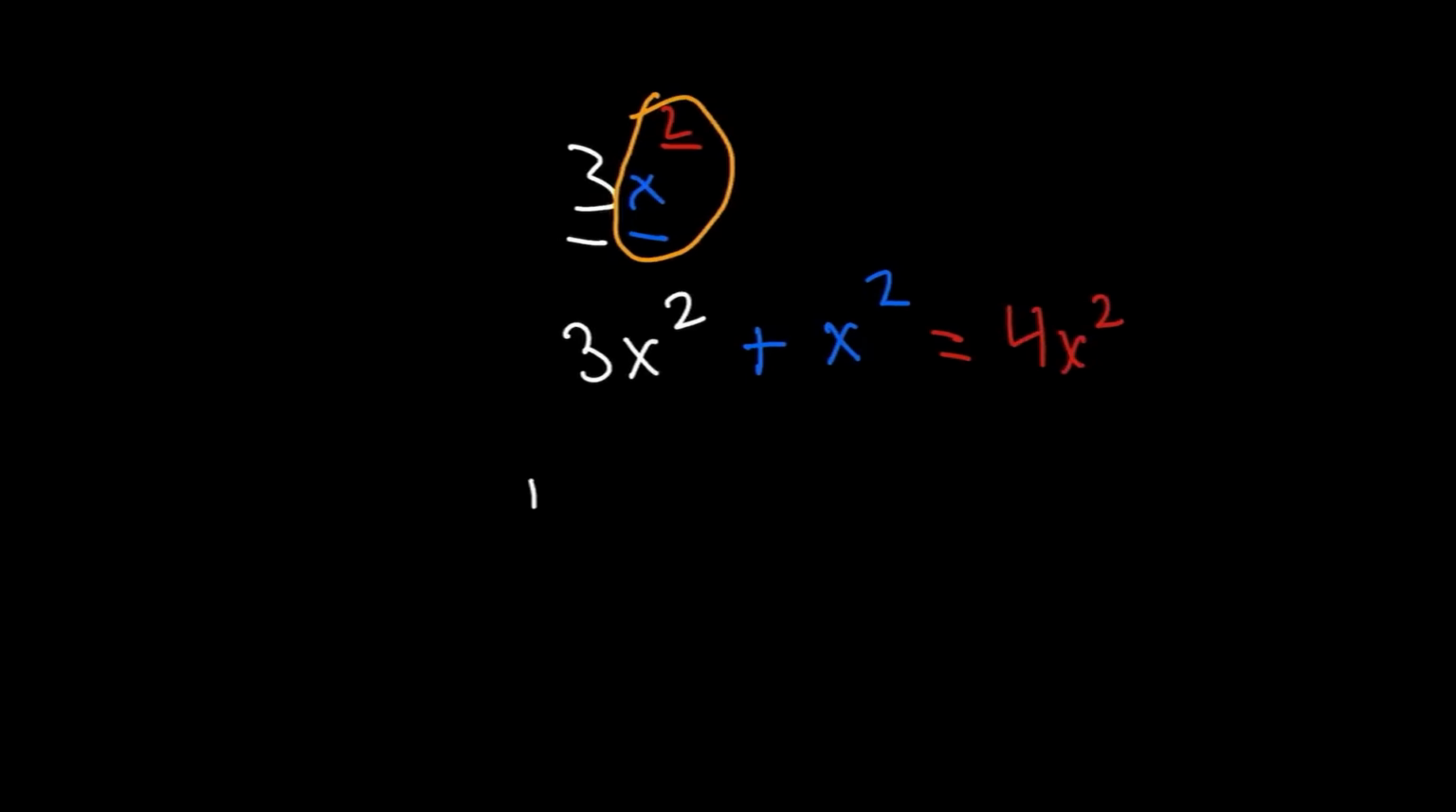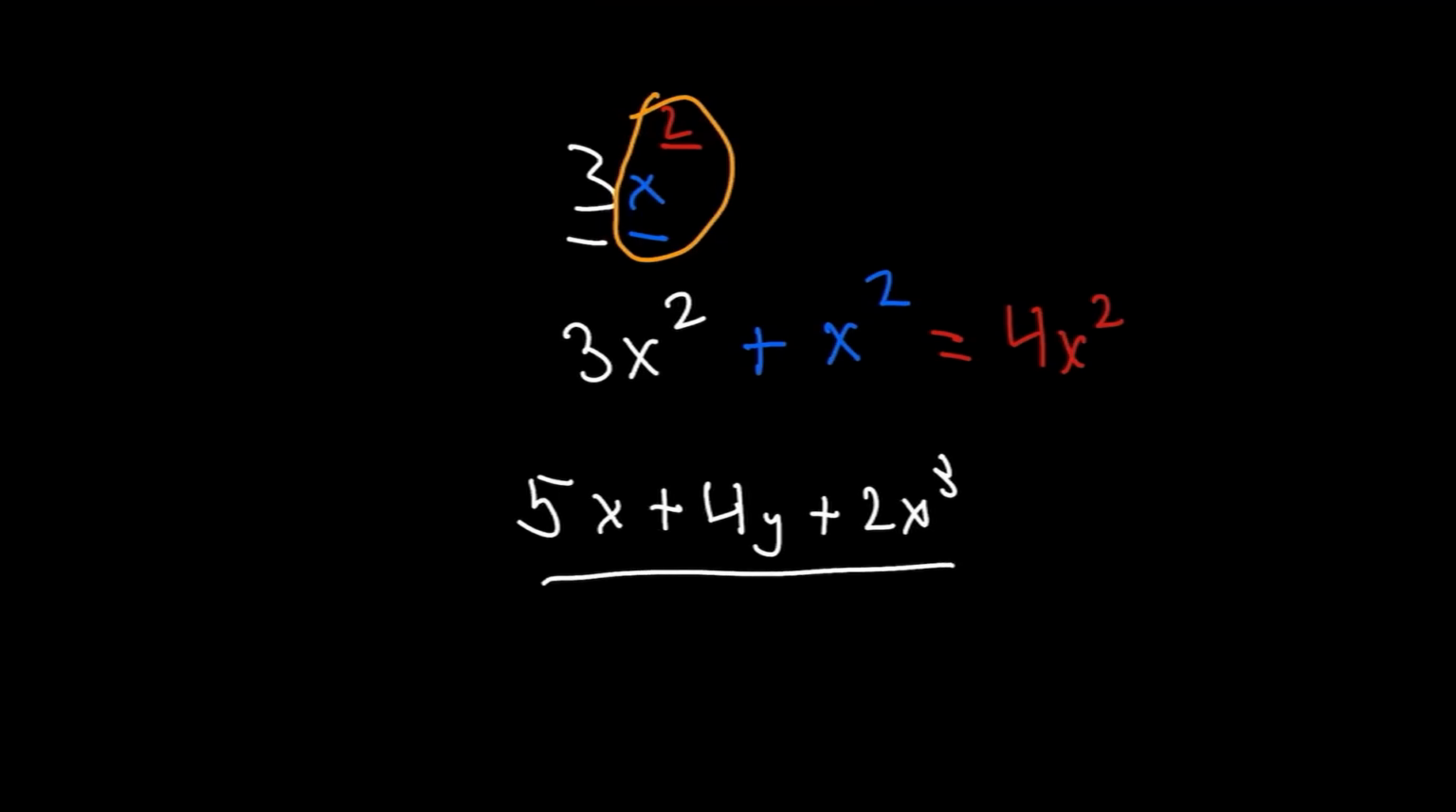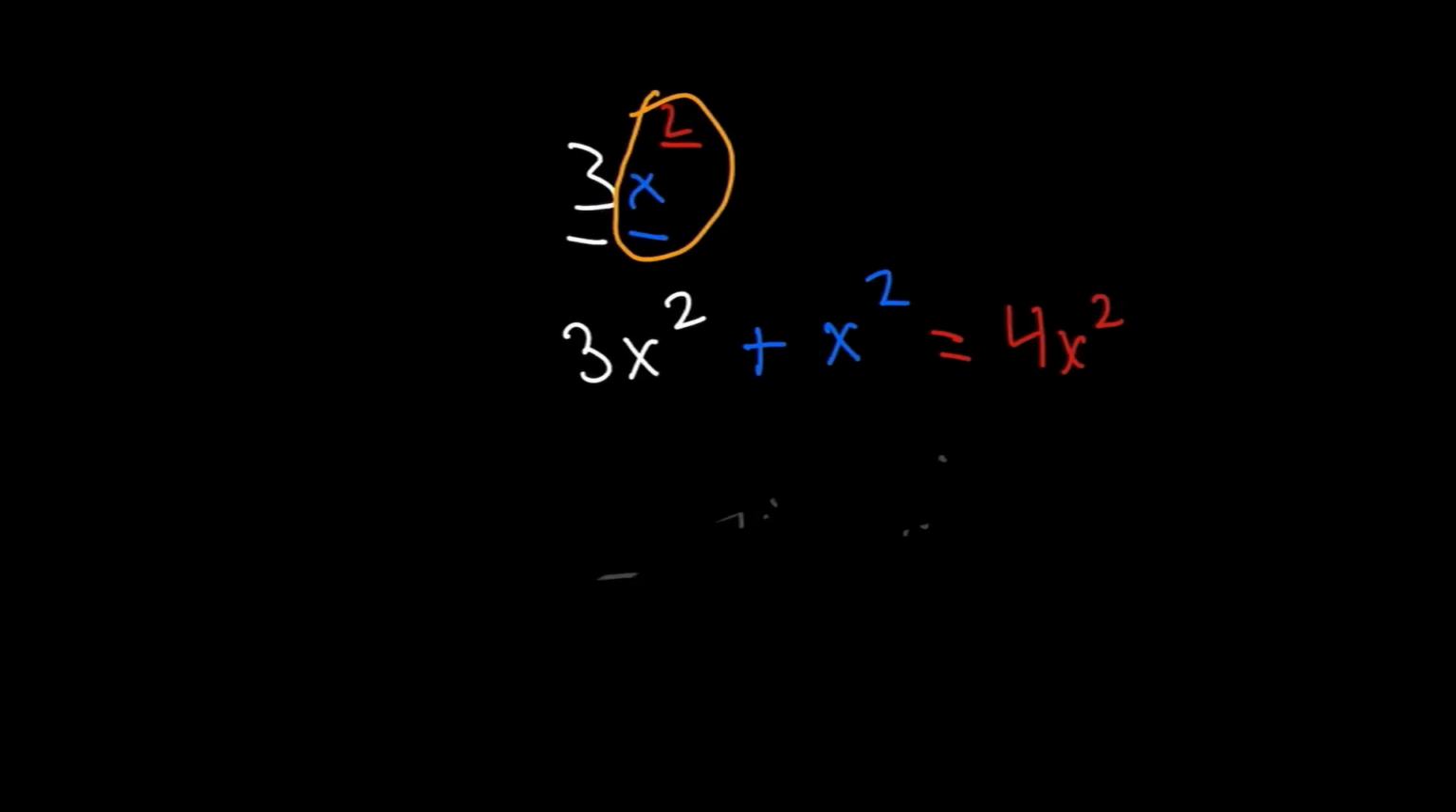Let's say I have 5x plus 4y plus 2x cubed. So looking at this equation right here, nothing can be combined. So if we were to simplify this equation by combining all like terms, it will just be the same equation that we have, because the variables right here and here are not alike. So we can do another example.